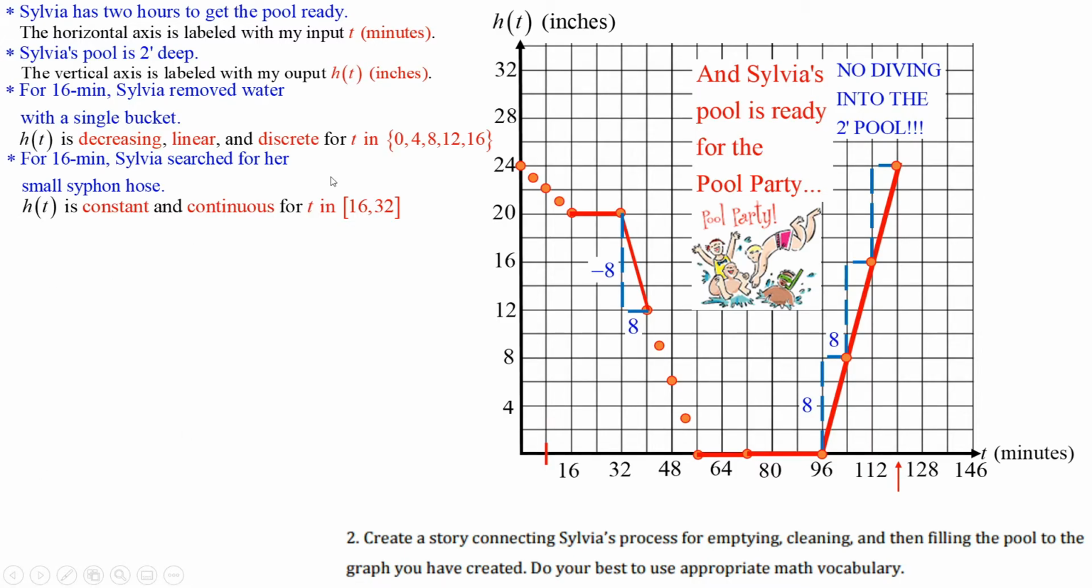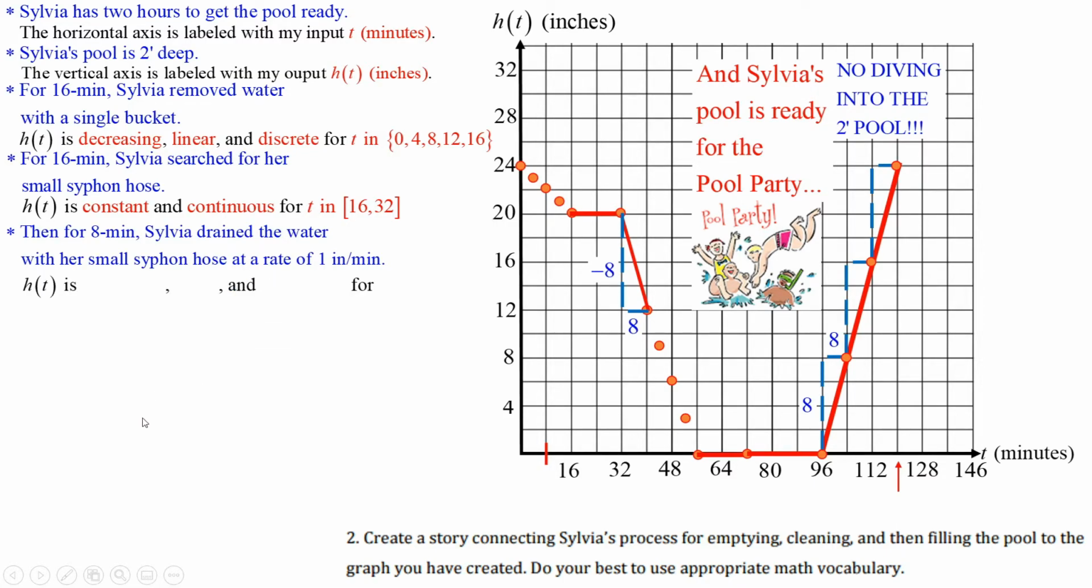Well, after Sylvia found the hose, she siphoned the water out, and it drained at a constant rate. I shouldn't say constant, because constant implies horizontal, but now this is a constant rate of change, which makes that linear. So then for 8 minutes, Sylvia drained the water with her small siphon hose at a rate of 1 inch per minute. Now let's look at this part of the graph.